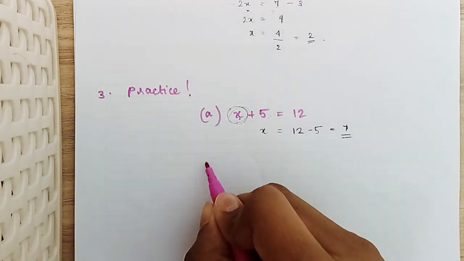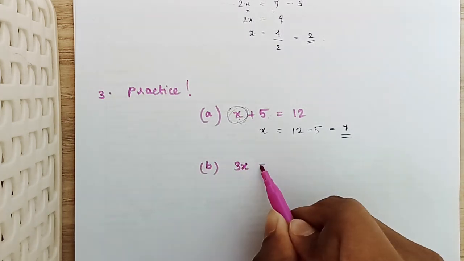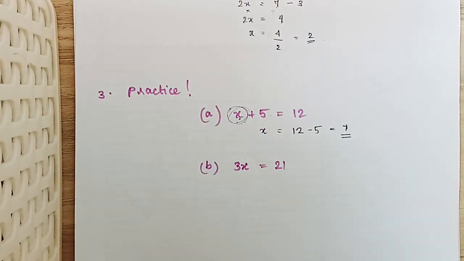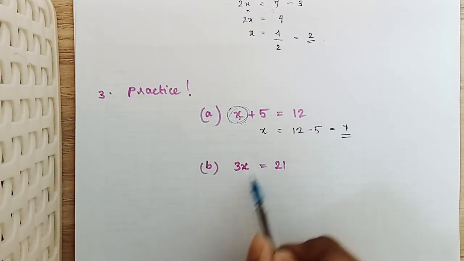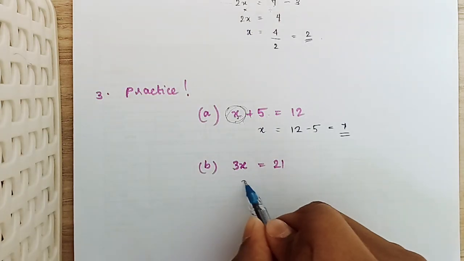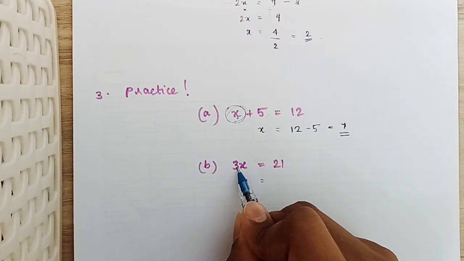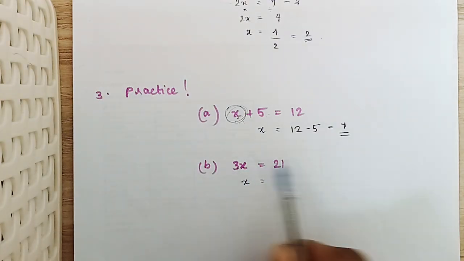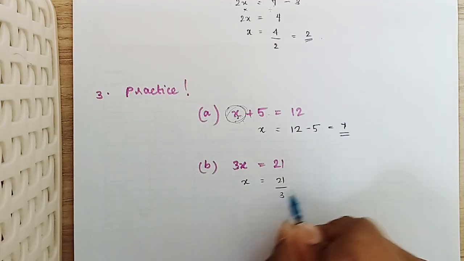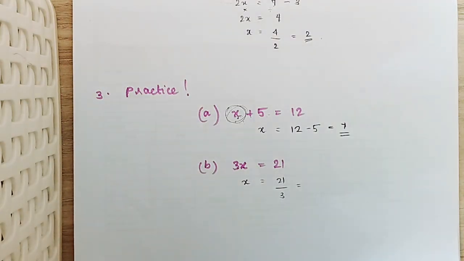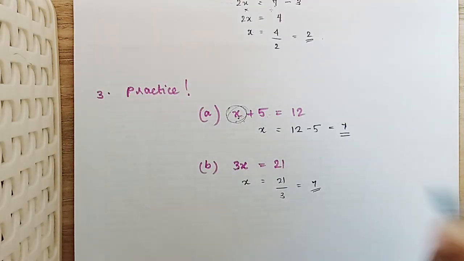Let's take another practice question. Let's take 3x is equal to 21. So we need to find x. Now here x has a partner, but there is nothing else. So we keep x here and move 3 to the other side. So 3 is multiplied with x. When it goes to the other side, it becomes division. So 21 divided by 3, which is equal to 7. So the value of x over here is also 7.